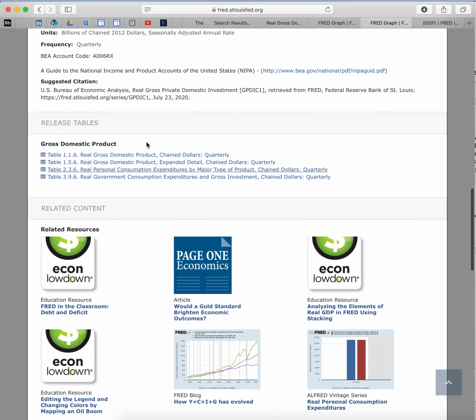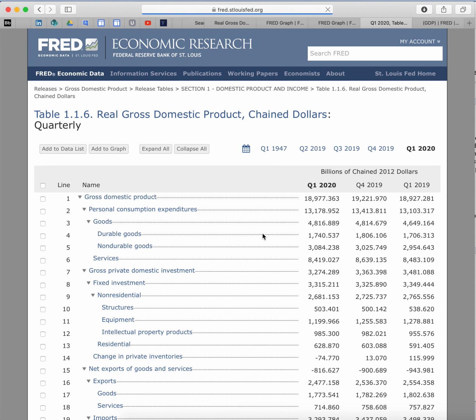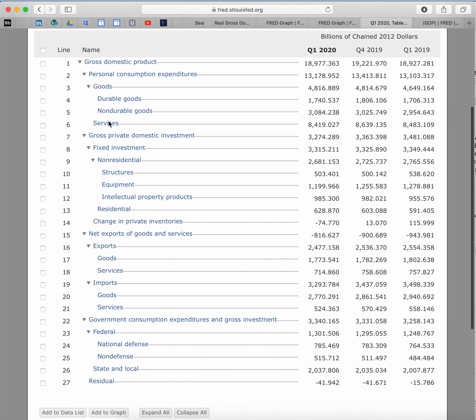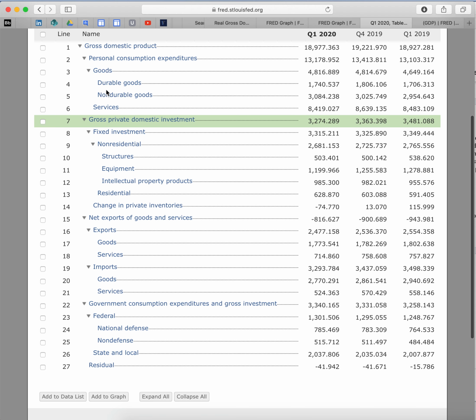Again, going back to those release tables, there's lots of things we can do here. If you want to look at the breakdown of consumption goods, durable, non-durable, services, even investment, there is what we call fixed investment. So this is non-residential for firms: structures, equipment, intellectual property products. And then residential, this is new housing. New single and multifamily housing shows up in investment. Change in private inventories is worth talking about because every year we produce stuff that isn't sold. So we show it in private inventories.